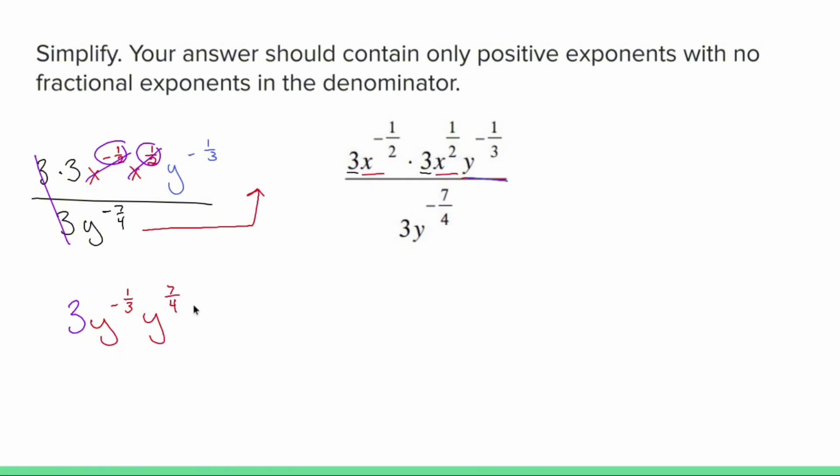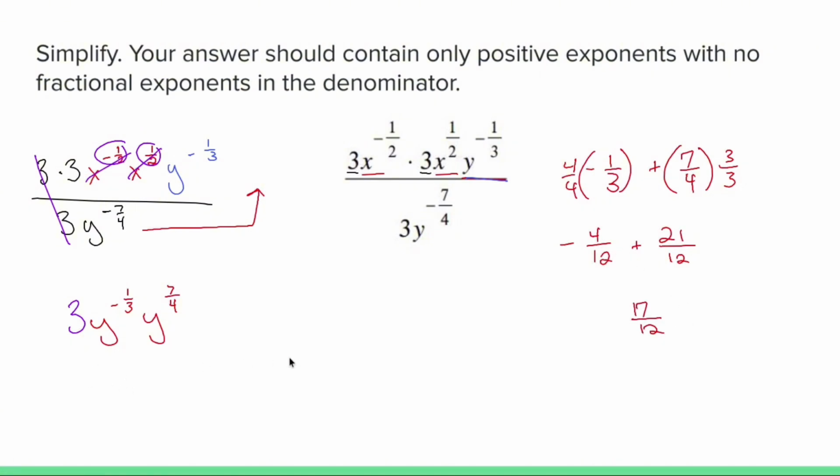So what that means is I have to go over here, because now I need to add these two. Negative 1/3 plus 7/4. Now I have to add fractions like I'm in middle school over here. 3/3, 4/4, negative 4/12 plus 21/12. 21 minus 4 is 17/12. So you become 3y to the 17/12. That neat? That is neat.